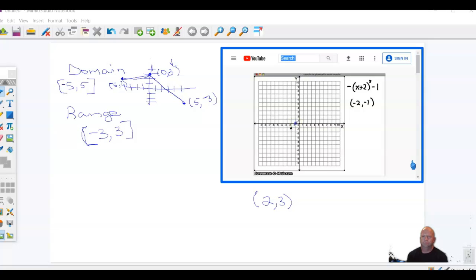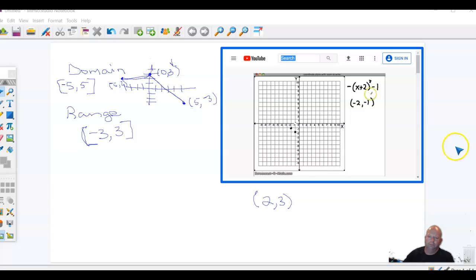Alright, so we know our vertex is going to be at the h value of negative 2 and the k value of negative 2. Let's see if our pattern holds up of going up 1 over 1. So if I plug in negative 1 here, negative 1 plus 2 is positive 1. Positive 1 squared is positive 1.